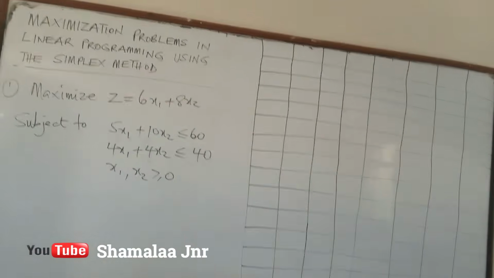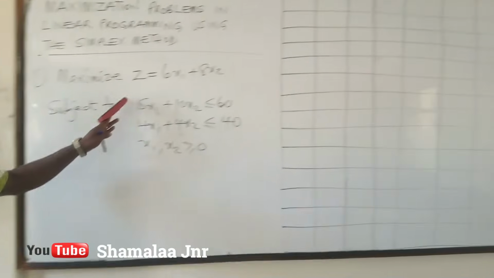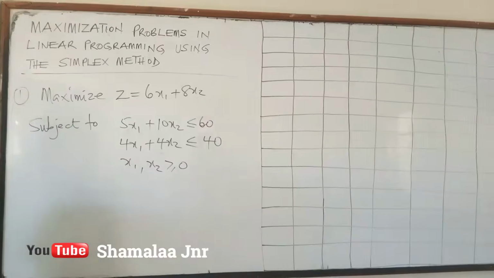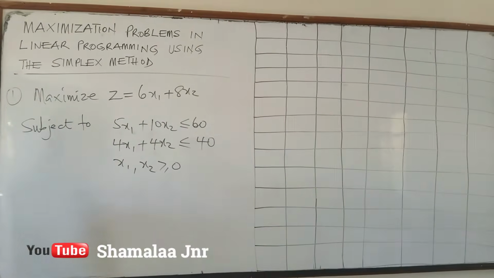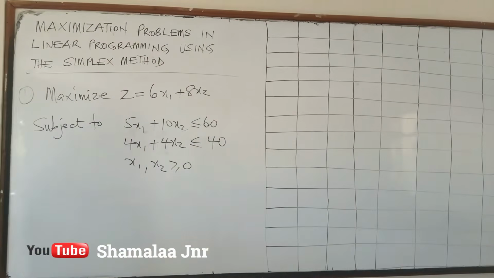So let's assume that we have a question like this. Maximize z equal to 6x1 plus 8x2 subject to these constraints. So this is the objective function and these are the constraints. We call the last constraint the non-negativity constraint.